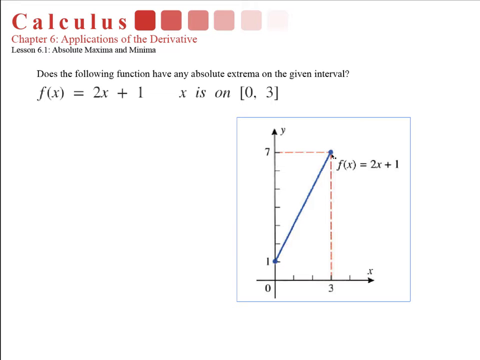So you have to be careful about what's being asked of you. If the question asks you what the absolute minimum is, well, look at the graph here. What is the absolute minimum? Well, if you said 1, you're correct. But if it asks you the question, where is the absolute minimum located? Well, then it's at x equals 0. So the answer to this question is yes, it does have absolute extrema on the closed interval from 0 to 3.